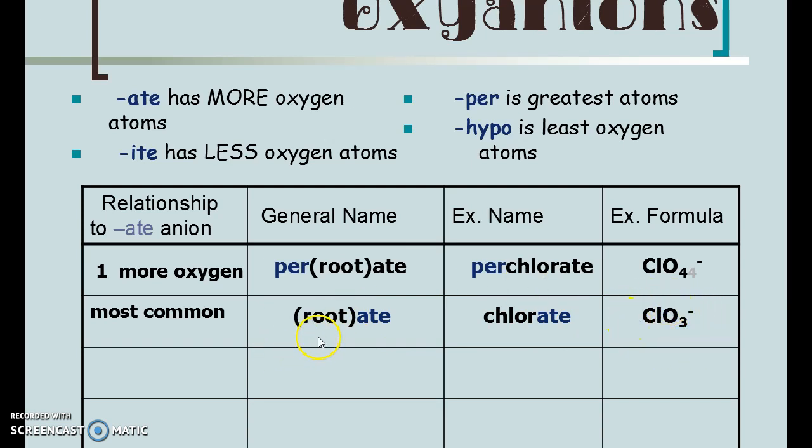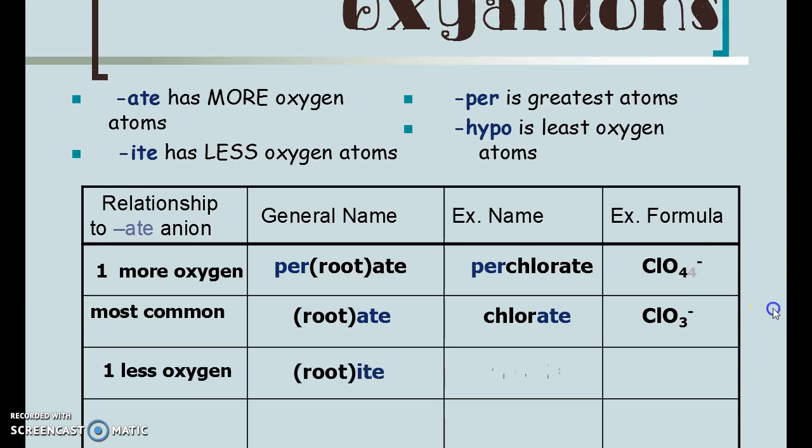Well, sometimes a chlorate gains an additional oxygen. So we add per to the beginning, so it becomes perchlorate. So it's ClO4 minus 1. So that would be perchloric acid. Then there's chloric acid, which is HClO3.